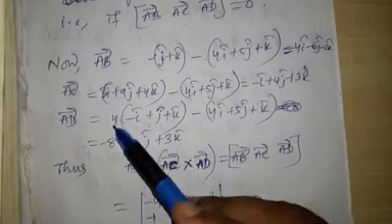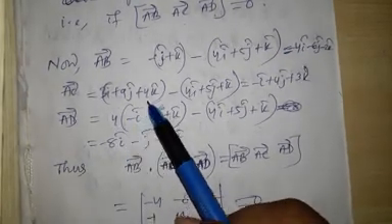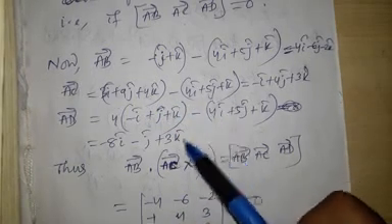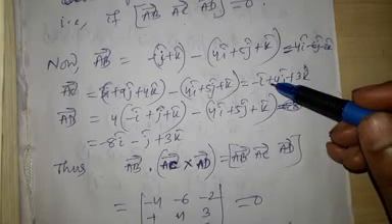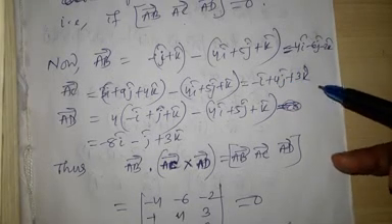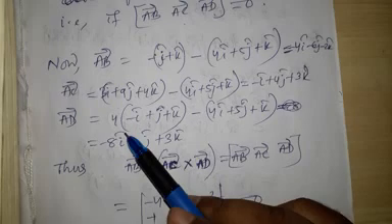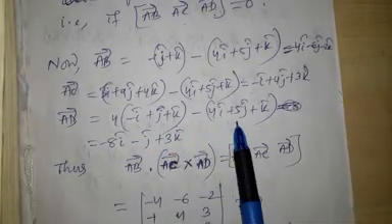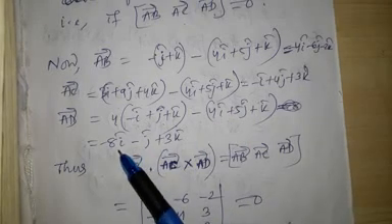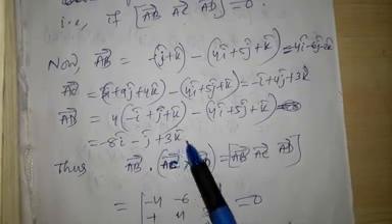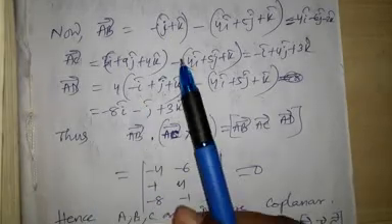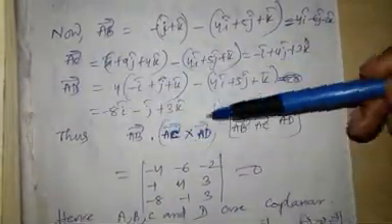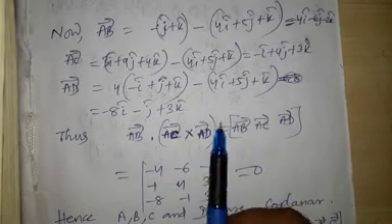Now AC is 3i plus 9j plus 4k minus 4i plus 5j plus k, that is minus i plus 3k. AD vector is equal to 4 times minus i plus j plus k minus 4i plus 5j plus k, that is minus 8i minus j plus 3k. That means we got AB vector, AC vector, AD vector, so we have to find the triple product.